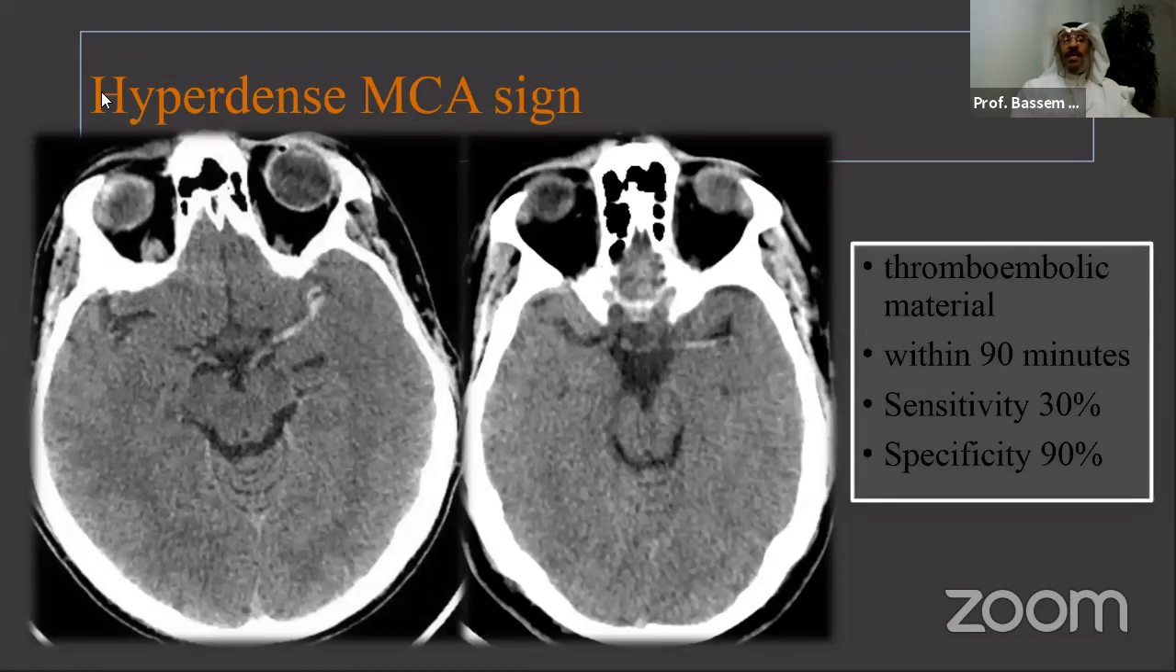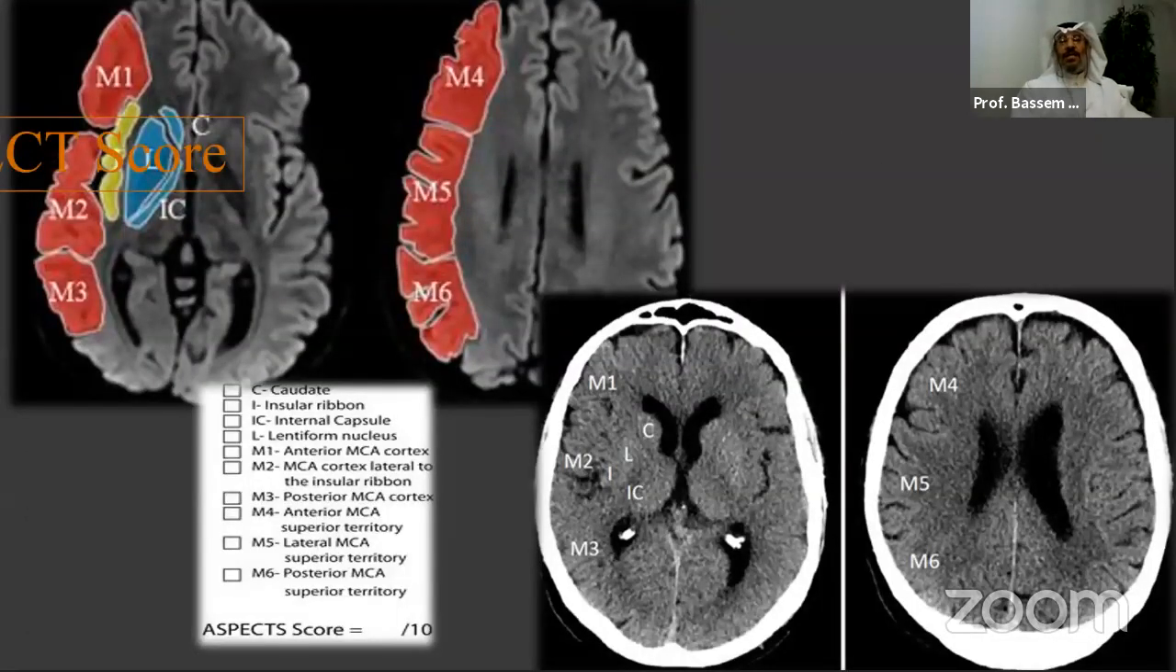On the other hand, the hyperdense MCA sign represents the thromboembolic material within the blood vessel. This is not very sensitive, but it is specific, because sometimes it can be confused, especially if it is bilateral, with some other conditions like hemoconcentration, so the patient is dehydrated.